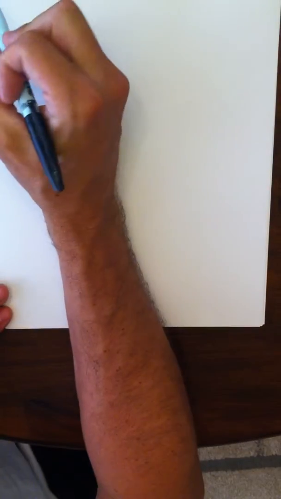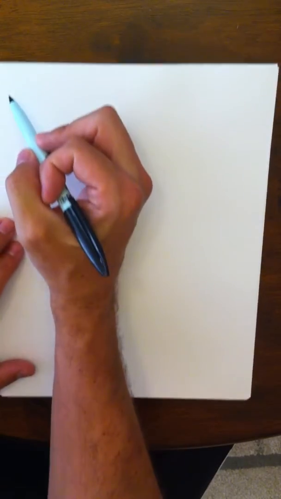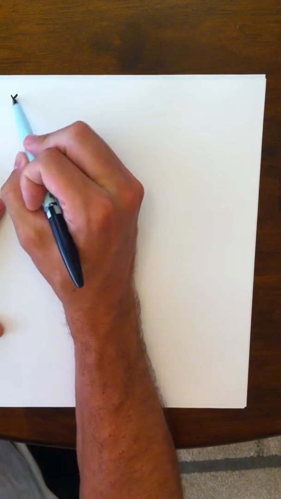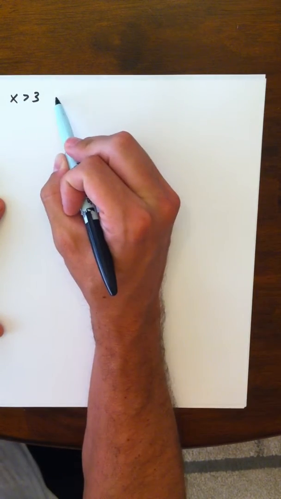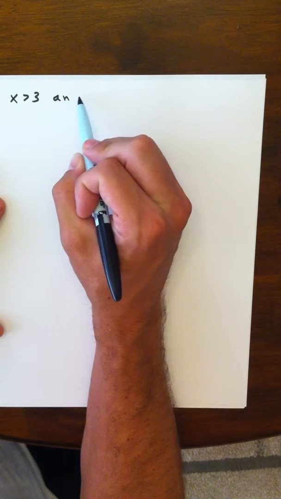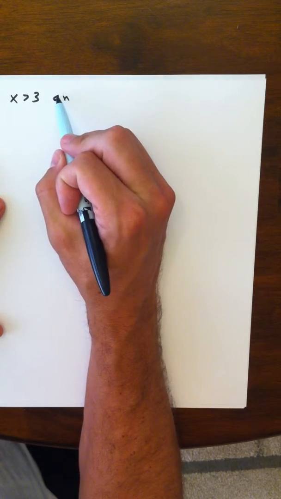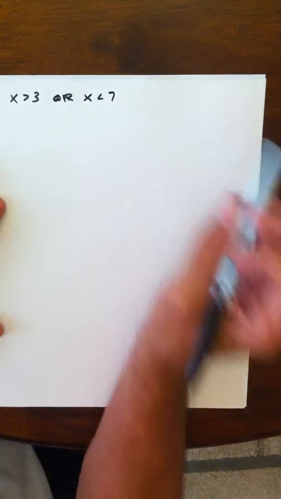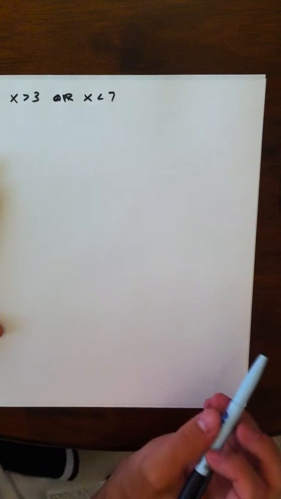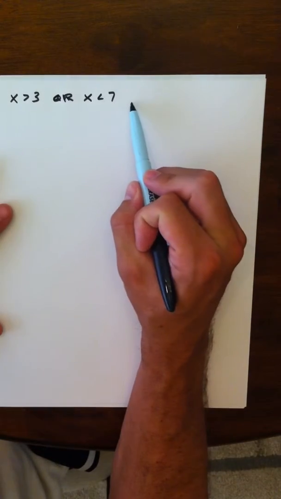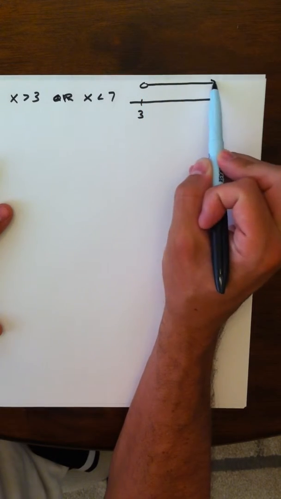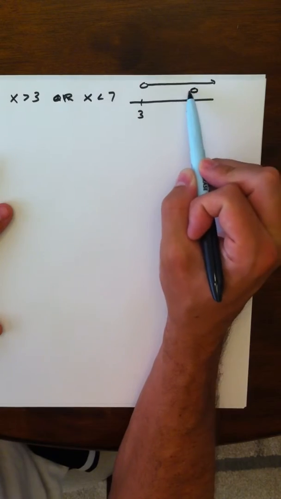All right, I want to do another one here for a second. What about a statement like this? x is greater than 3. How about or this time? Or x is less than 7. All right, well, let's see here. Let's go ahead and graph it over here, see what happens. x is greater than 3. x is less than 7.